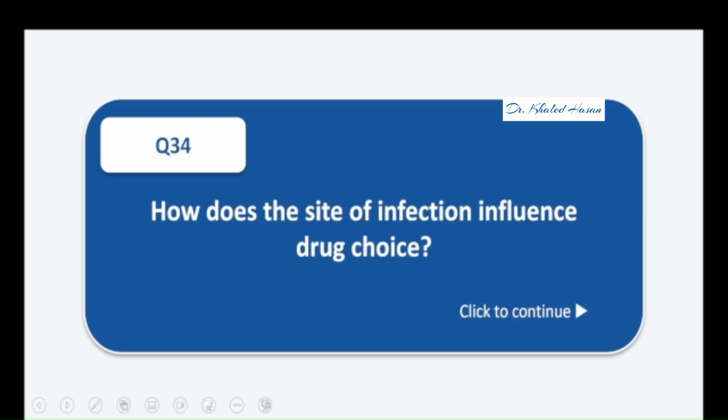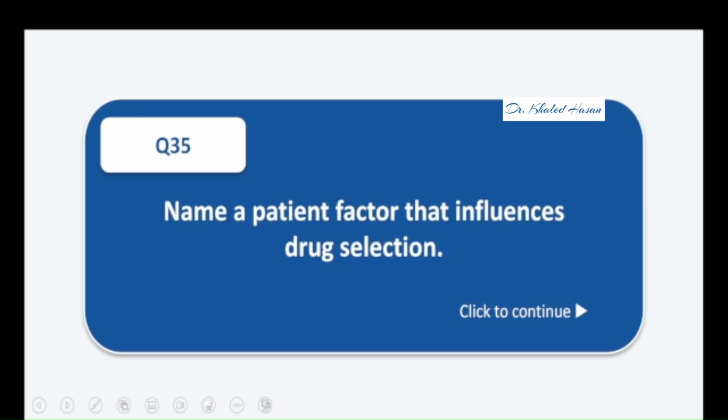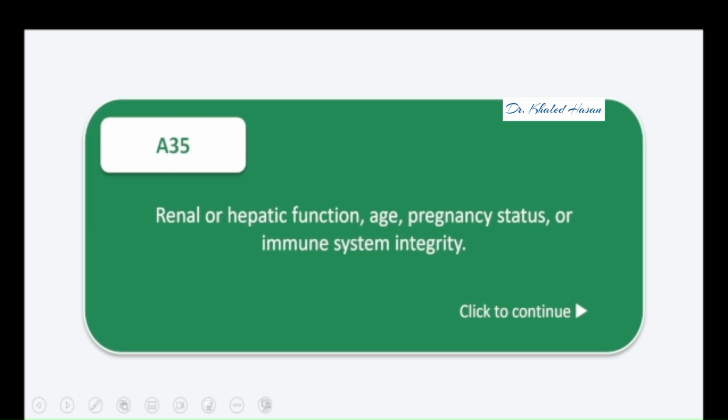How does the site of infection influence the drug choice? The drug must be able to reach the site of infection. For example, we need an antibiotic that can cross the blood-brain barrier for someone suffering from meningitis. Name a patient factor that influences drug selection. Renal or hepatic function, age, pregnancy status, or immune system integrity.